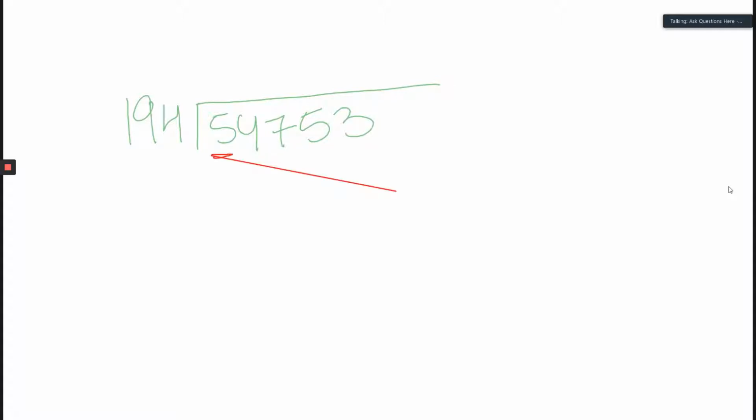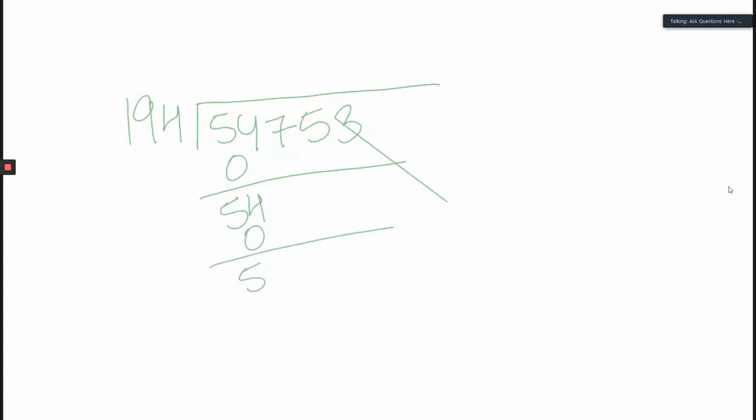Because 5 is too small. And 194 can't go into 54 because again, that's too small. So the answer key showcases it by writing zeros along the side. It will write a 0 here and bring down 5 and 4. Then it'll add another 0 and bring down 5, 4, and 7. This notation just showcases that we're taking more chunks, bigger numbers.